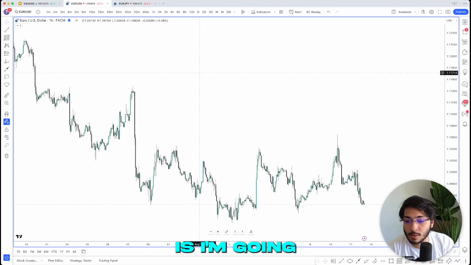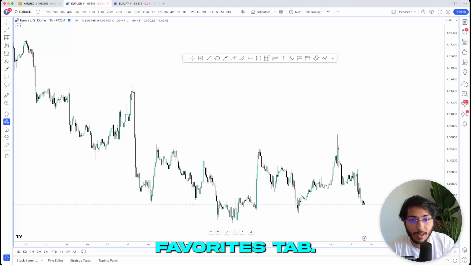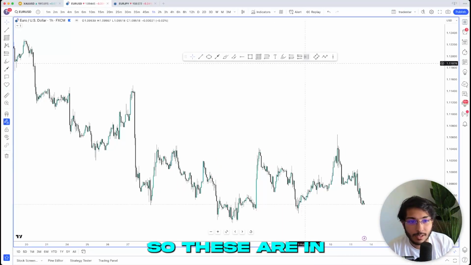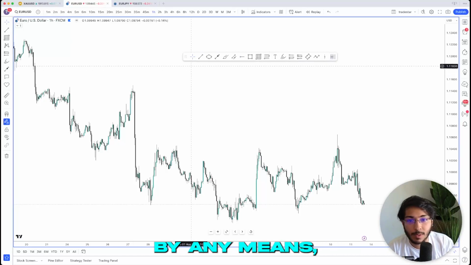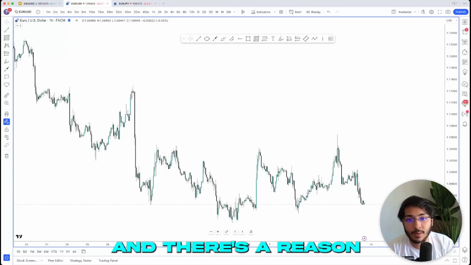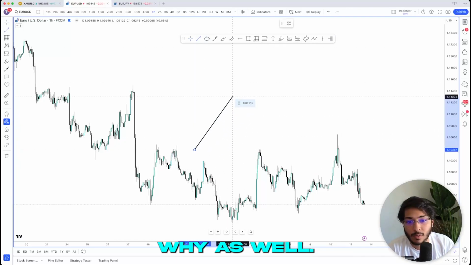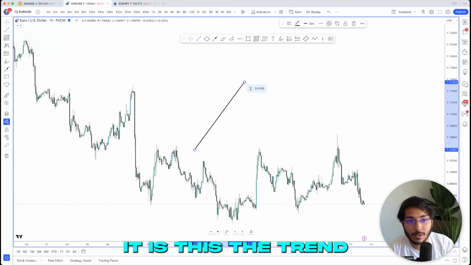What I'm going to do is show y'all my favorites tab. These are in no specific order by any means, but I'm going to show you the settings that I like to use on each of them, and there's a reason why as well. So for the first thing, it is just the trend line tool.